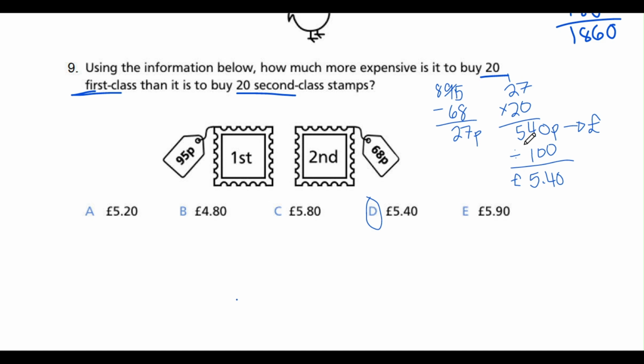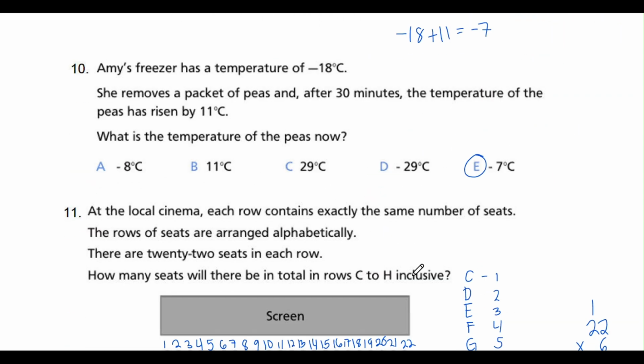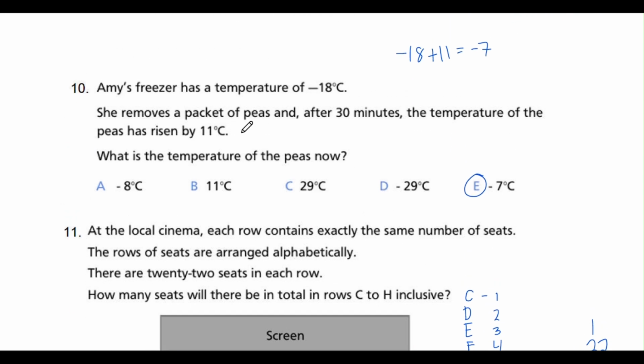Question 10. Okay, next question. Amy's freezer is super cold at minus 18 degrees Celsius. She takes out a packet of peas, and after half an hour, the peas' temperature has gone up by 11 degrees Celsius. What's the temperature of the peas now?